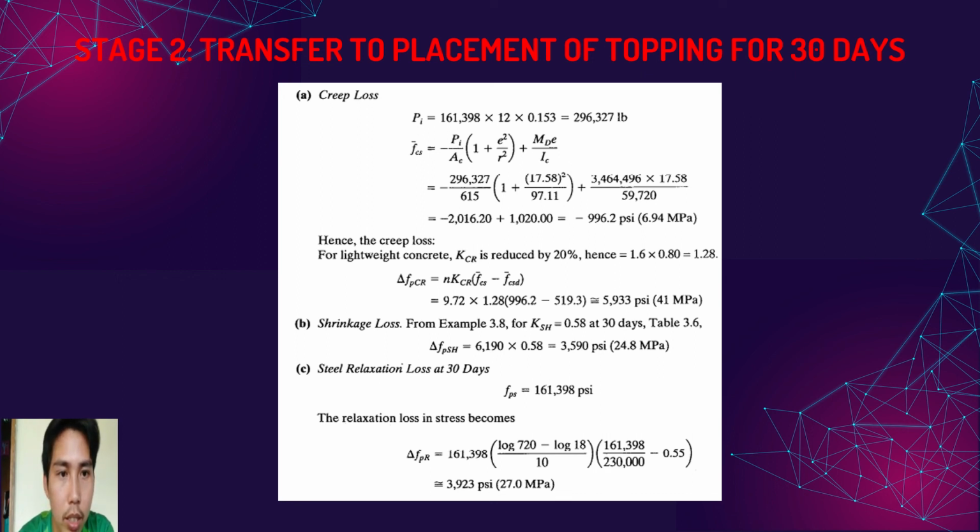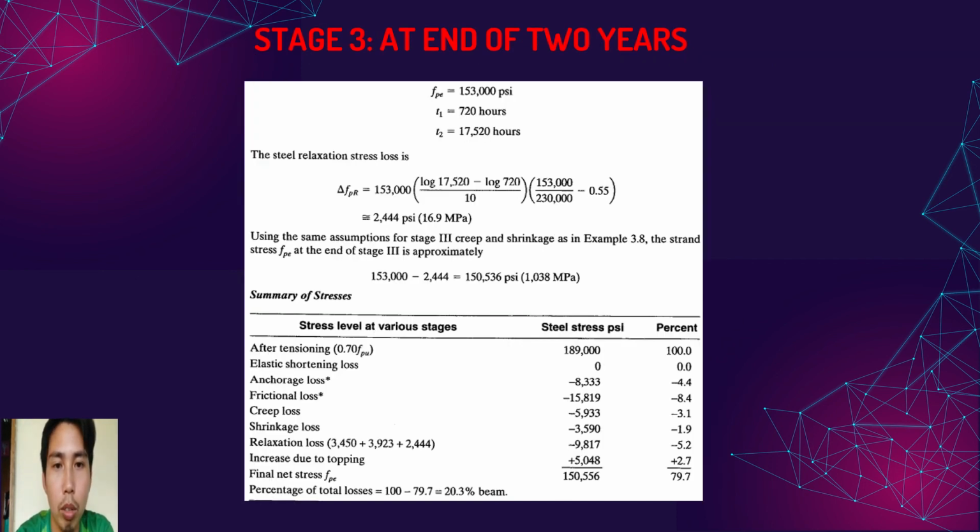Hence, the strand stress at the end of stage 2 is F sub PT equals F sub PS minus delta F sub PT plus delta F sub SD equals 161,398 minus 13,446 plus 5,048 equals 153,000 psi. Stage 3, at end of 2 years. So F sub PE equals 153,000 psi. T sub 1 equals 720 hours.